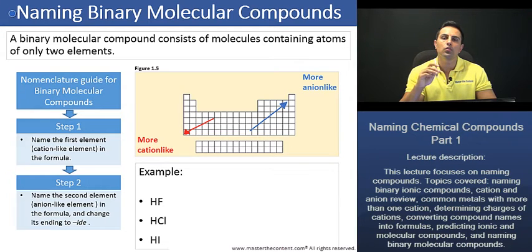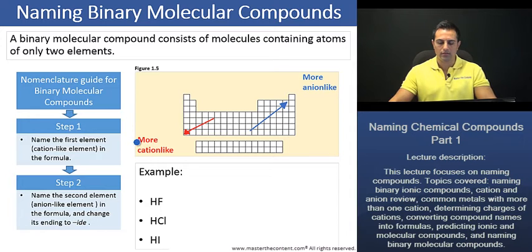And we can generally determine which element is going to be more cation-like and which element is going to be more anion-like from their relative positions on the periodic table. Let me explain here. Looking here at figure 1.5, the element that is more towards the right on the periodic table and higher up a group is more anion-like, whereas the element that is more to the left and down a group is more cation-like.